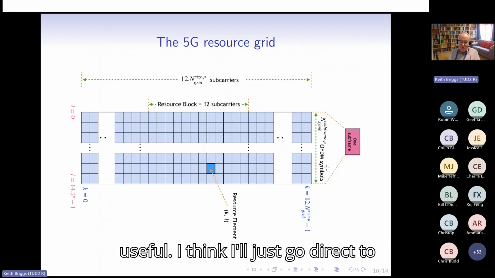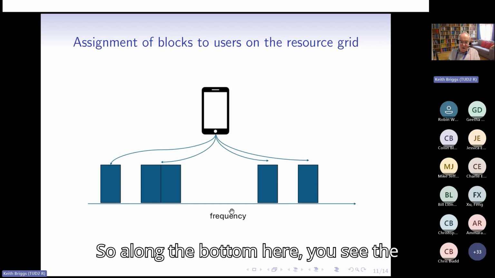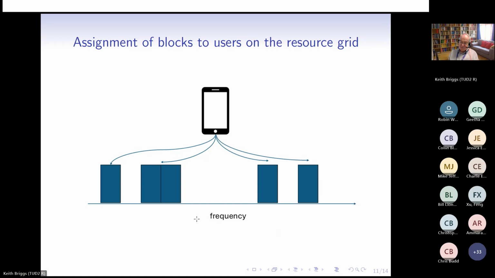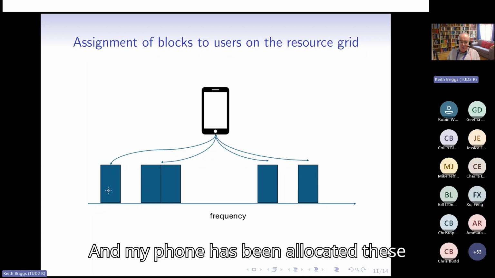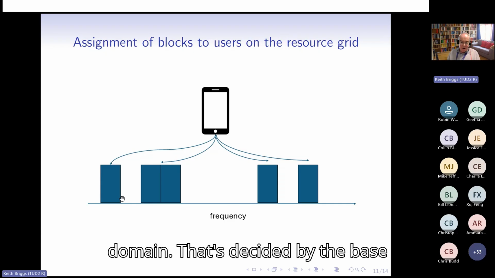And the way it does it is this thing called the resource block grid. Maybe this picture is not very useful. I think I'll just go direct to this simpler one. So along the bottom here, you see the complete 10 megahertz channel. And that's my phone at the top. And my phone has been allocated these dark blue sections of the frequency domain.